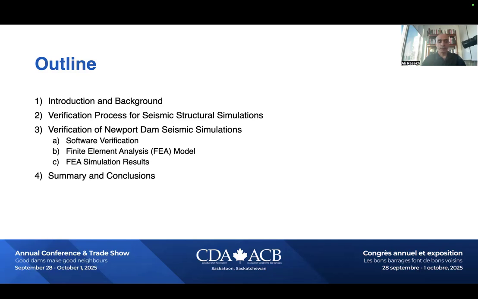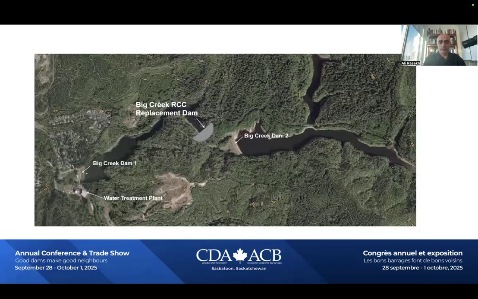The outline of the paper is introduction, then verification process for seismic structural simulations, then verification of Newport Dam seismic simulations, consisting of software verification, finite element analysis model, and FEA simulation results. And then I will proceed to summary and conclusions. Introduction. I skipped this slide.